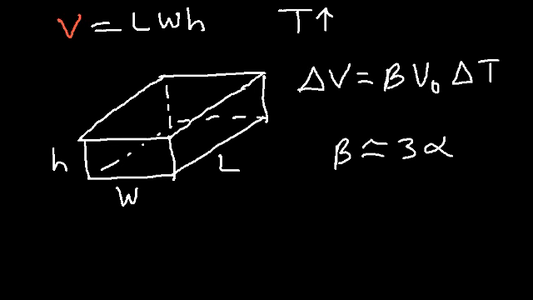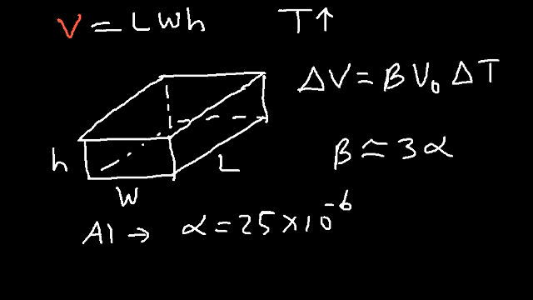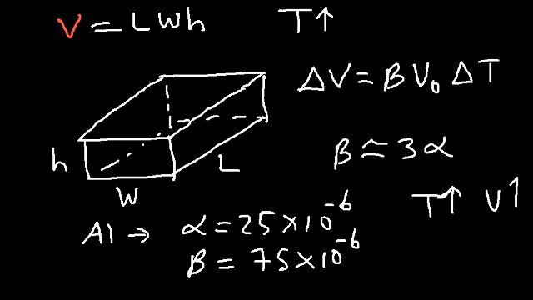For example, aluminum has an alpha value of 25 times 10 to the minus 6, but its beta value is about 75 times 10 to the minus 6. Anytime you raise the temperature, the volume will increase. If you decrease the temperature, the volume will decrease. So let's work on the problem. By the way, this applies for not only solids, but liquids as well.